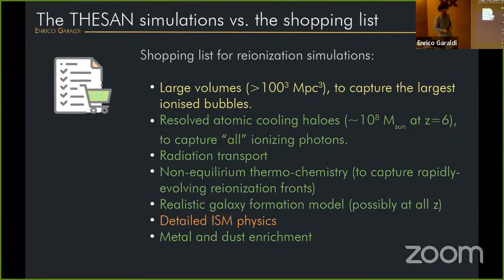And then, if we go back to the shopping list, we can be pretty happy. The only thing that is really missing is the detailed ISM physics, because here, for the experts, we are using the Springel and Hernquist 2003 ISM model. We are now in the process of fixing this by running zoom-in simulations of individual objects taken from the parent box that allow us to reach much higher resolution and therefore have a proper ISM model. But I'm not going to talk about them yet because they are not ready, but feel free to ask me later on.